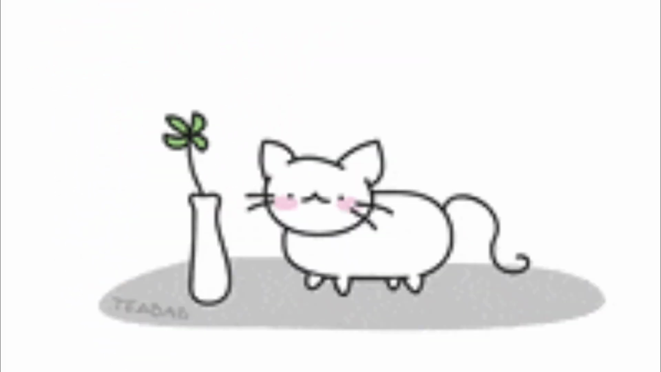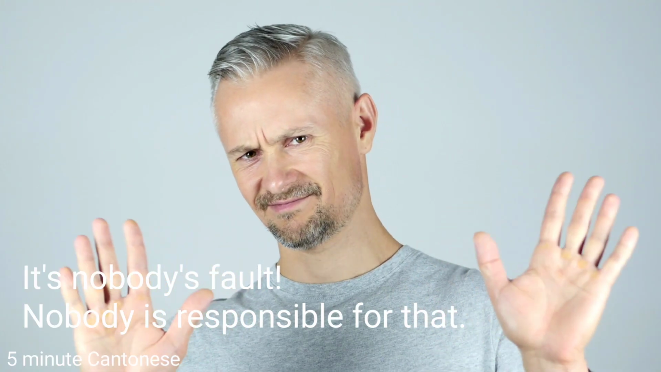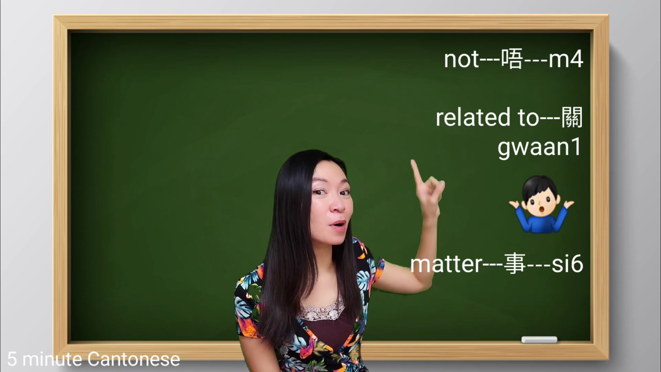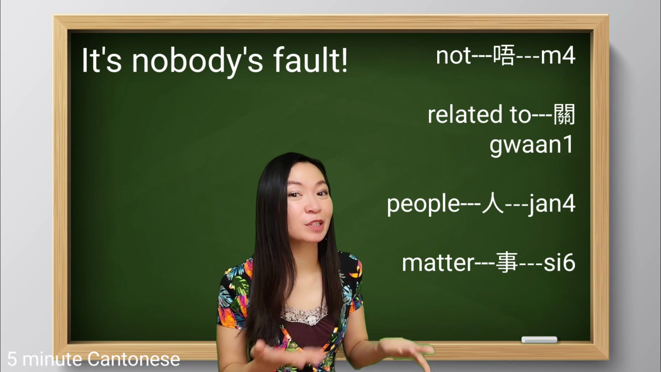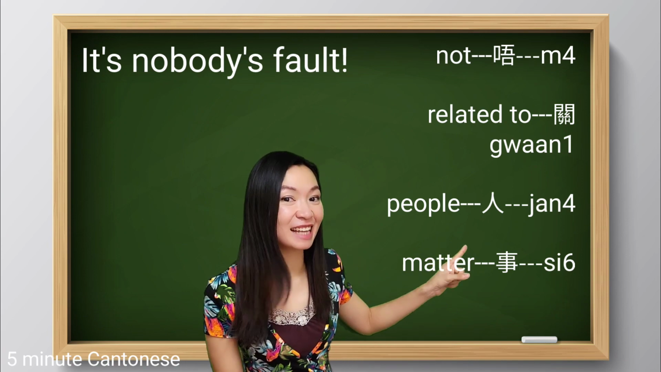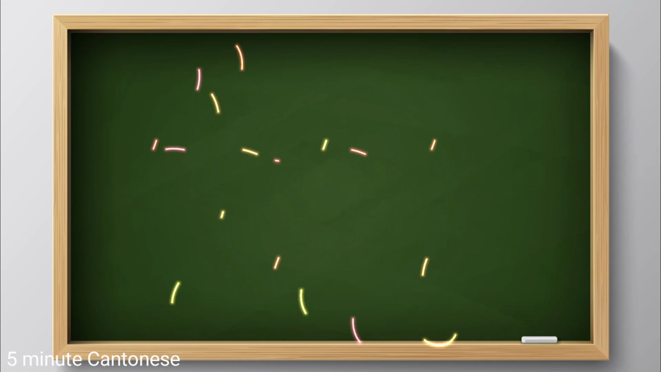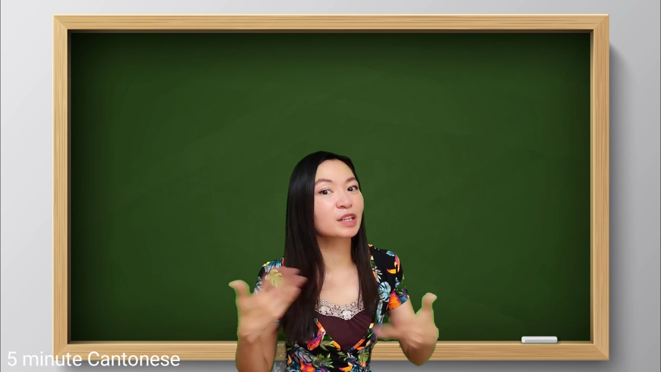For example, when you enter the room, the vase is broken. It's very expensive, so you're very angry. You blame the others. It's nobody's fault. Nobody is responsible for that. How to say? Use the same pattern. Here. 关, and then someone. See. So, in this case, we can use the word people, which is 人. Okay? 唔关人事.